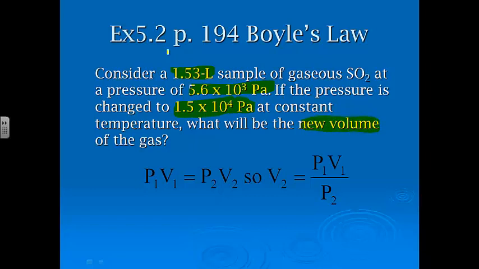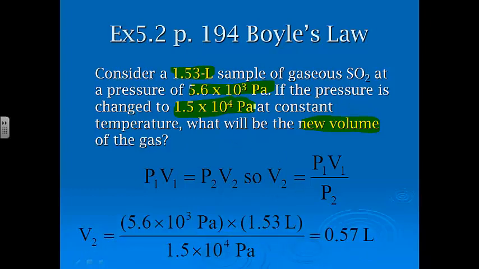Now, this is in liters. It doesn't have to be in liters. It could be in milliliters or centimeters cubed, but it just has to be the same. Okay, and same goes for your pressure units. This is one of the curveballs. They may give you pascals and they may give you atmospheres, and you've got to convert one to the other first. But here's your equation. P1V1 equals P2V2. Plug and chug, you end up with 0.57 liters because those pressure units cancel out. 2 sig figs for our answers.